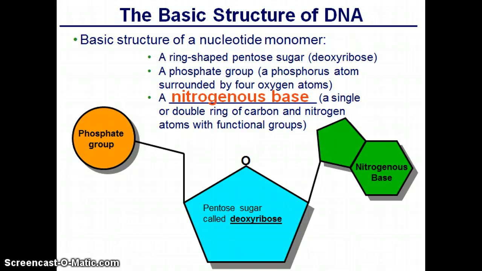So that's the shape. The phosphate group is a phosphorus atom and is surrounded by 4 oxygen atoms. And then the nitrogenous base is a single or double ring of carbon and nitrogen, and it has these functional groups on the end.